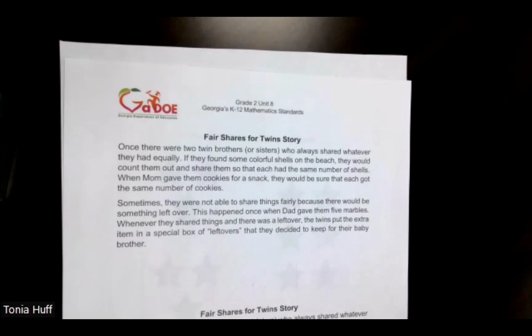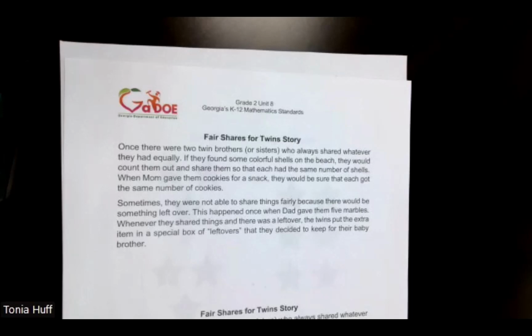Sometimes they were not able to share things fairly because there would be something left over. This happened once when Dad gave them 5 marbles. Whenever they shared things and there was a leftover, the twins put the extra item in a special box of leftovers that they decided to keep for their baby brother.